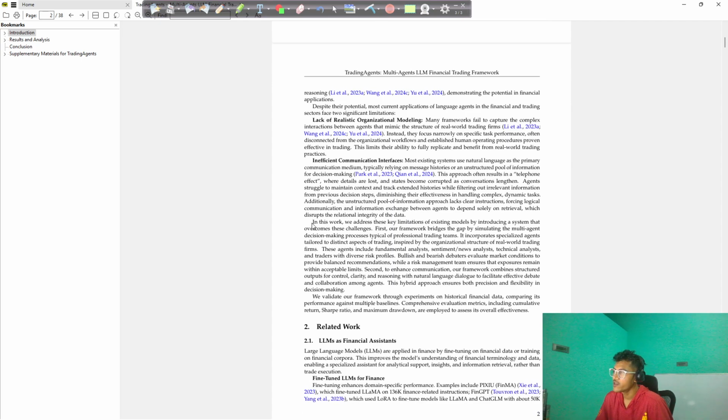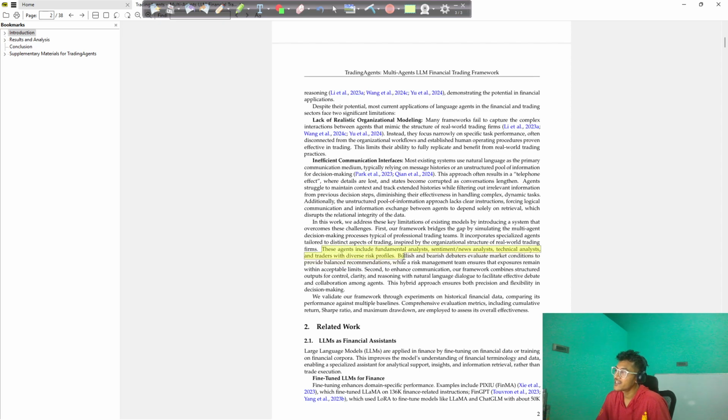Now let's continue. In this work, we address these key limitations of existing models by introducing a system that overcomes these challenges. First, our framework bridges the gap by simulating the multi-agent decision-making processes typical of professional trading teams. Second, it incorporates specialized agents tailored to distinct aspects of trading, inspired by the organizational structure of real-world trading firms.